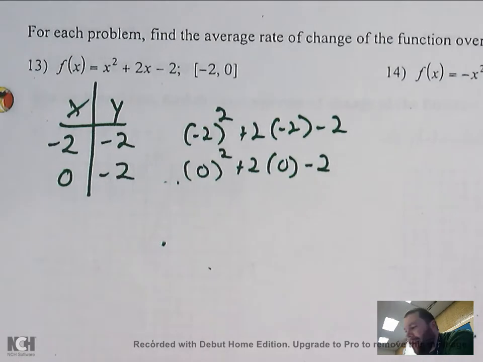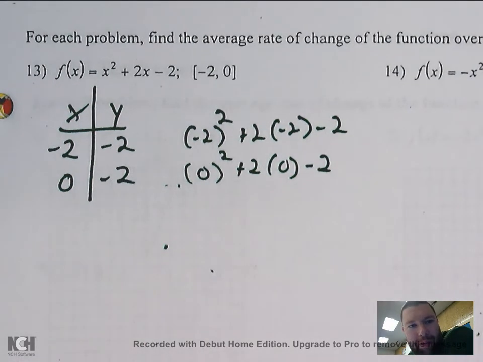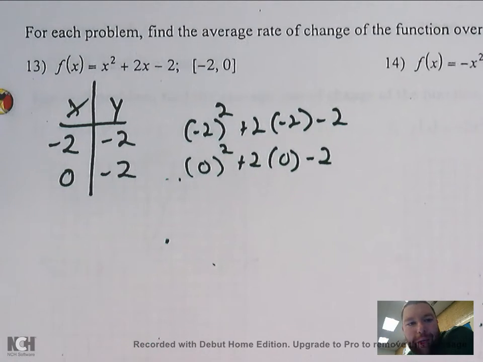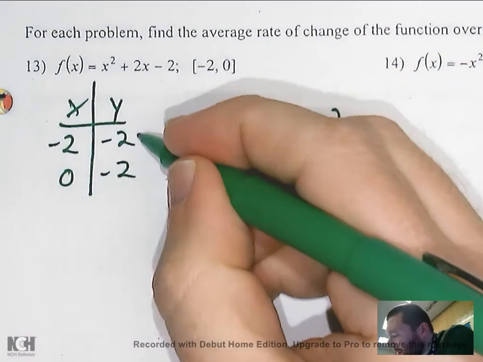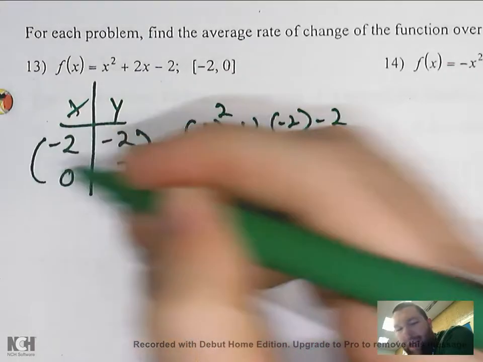Now to find the slope from a table, or the average rate of change from a table, it's the rise over the run, or the y over the x, right? It's the change in y over the change in x.